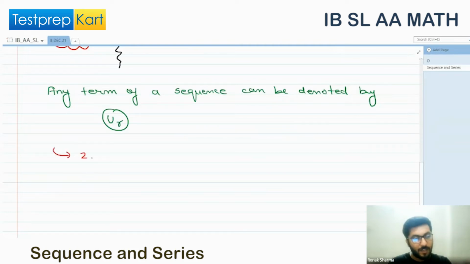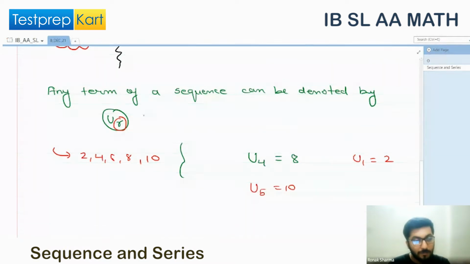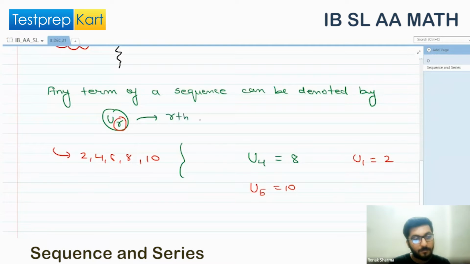Let's say I have a sequence 2, 4, 6, 8, 10. If I ask you what is U4, that will be 8. What will be U5? That will be 10. What will be U1? That will be 2. So this subscript r is nothing but which number of term you are talking about. Ur means the rth term in the sequence.